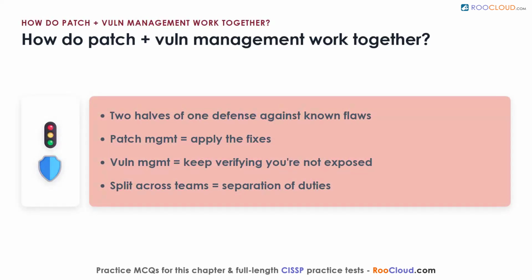So how do patch and vulnerability management work together? They are two halves of one defense against known flaws. Bugs and vulnerabilities turn up constantly in operating systems and applications, and vendors respond by writing and testing patches. Patch management makes sure those fixes actually get applied. Vulnerability management keeps verifying that your systems are not exposed to known threats. Notice how naturally they split. One team keeps systems patched, and a separate team confirms the patching worked. That is separation of duties in action, a built-in check and balance.